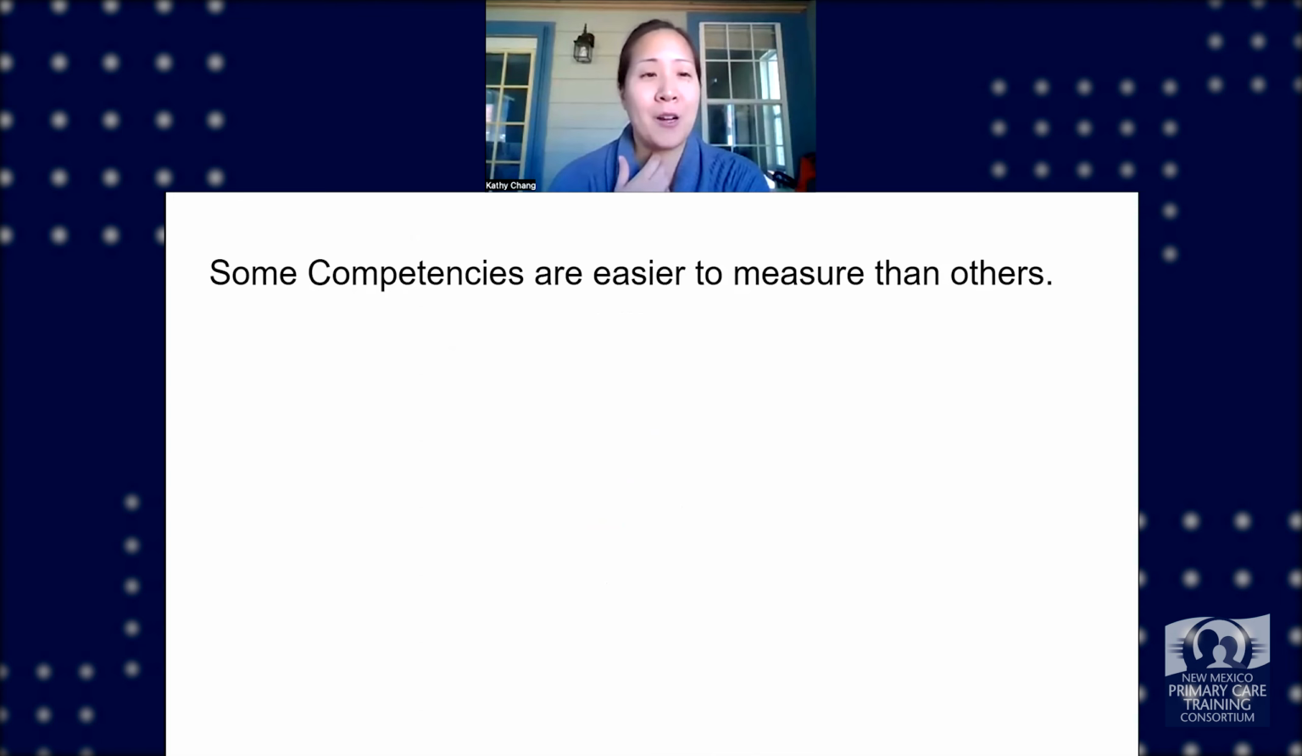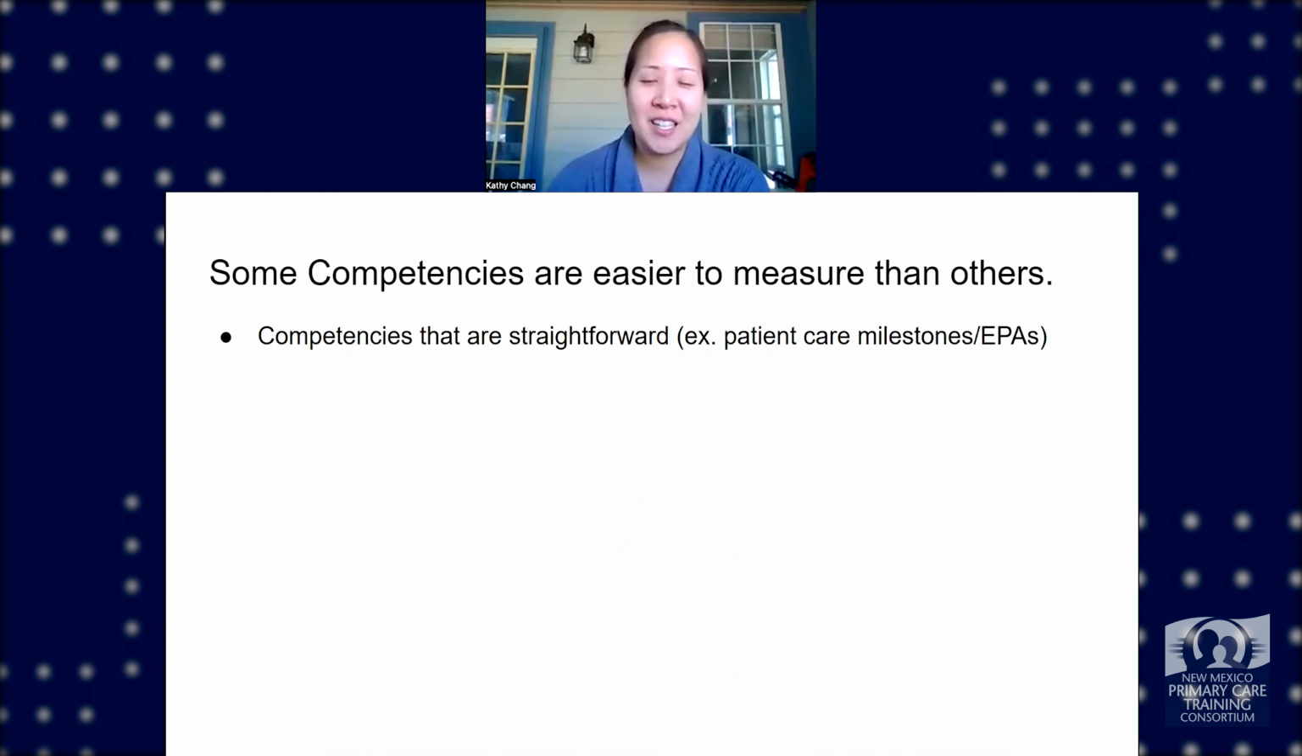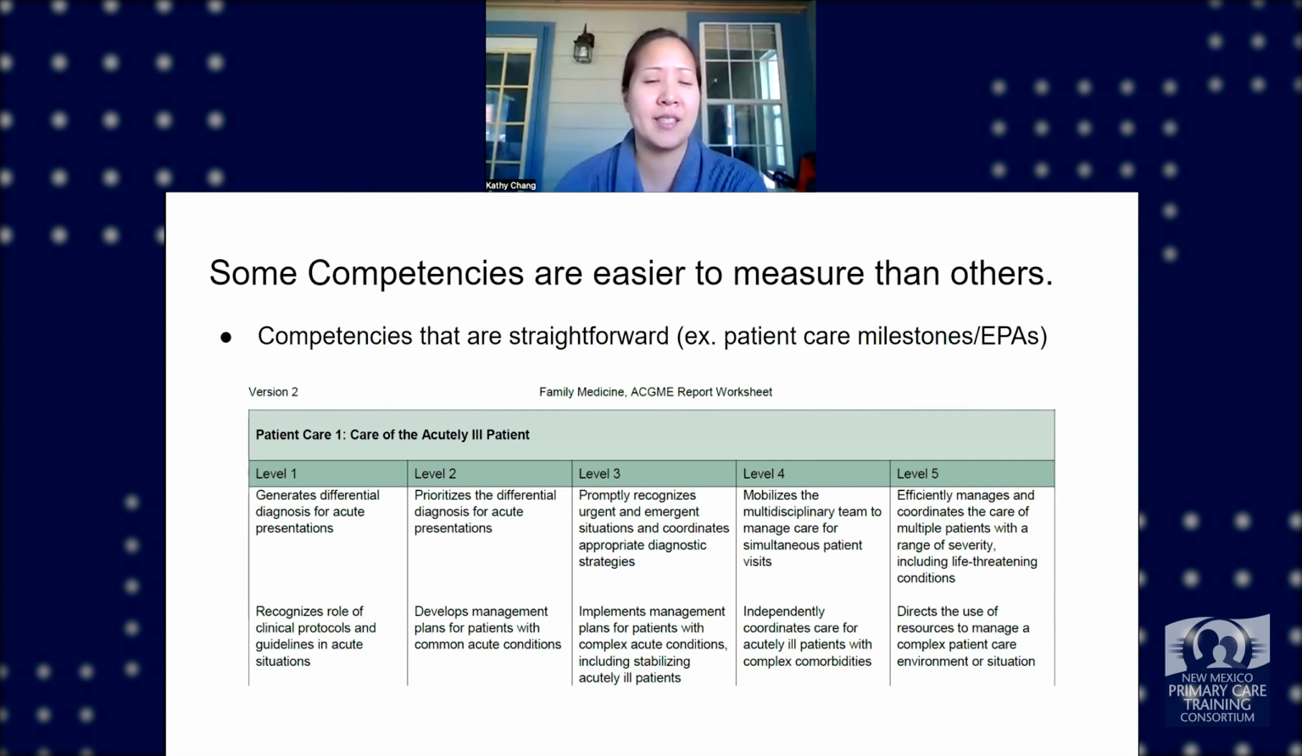But the fair statement to say, though, is that some competencies are easier to measure than others, right? There are some that are straightforward, right? That you've got patient care, they either can do it or they can't, right? And the EPAs, a lot of the language is around patient care. Can they do this thing? And once they've hit it, we check the box, right? They've hit that milestone. And so an example of this is patient care 1, right? The taking care of the acutely ill patient.